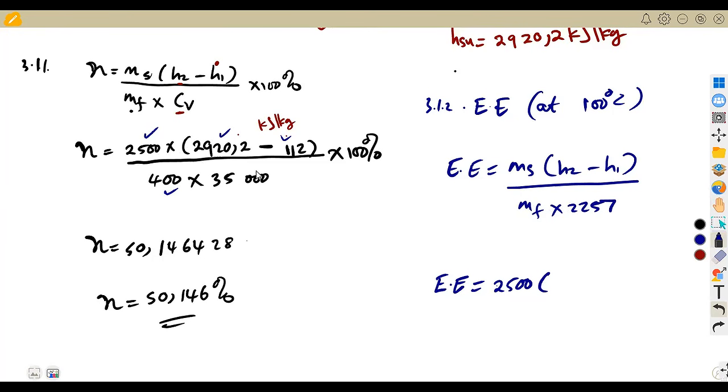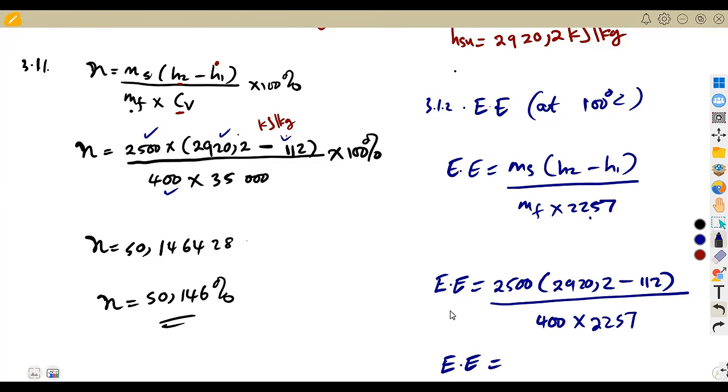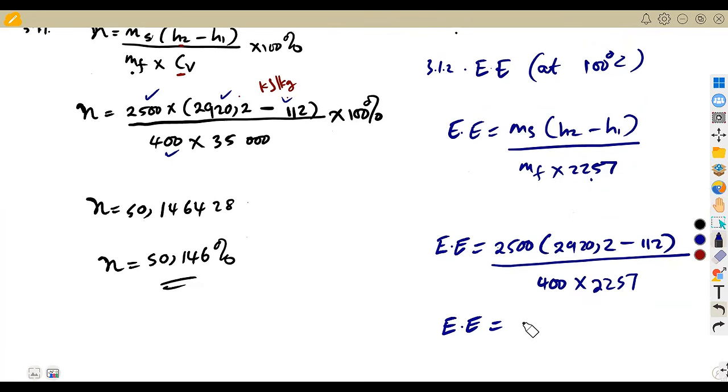2500 into that will be 2920.2 minus H1, which is 112, everything over the mass of fuel, which is 400, times we multiply by 2257. All right, so we are given this in our formula sheet, so do not worry about that. So this is our equivalent evaporation, which is going to be 776.